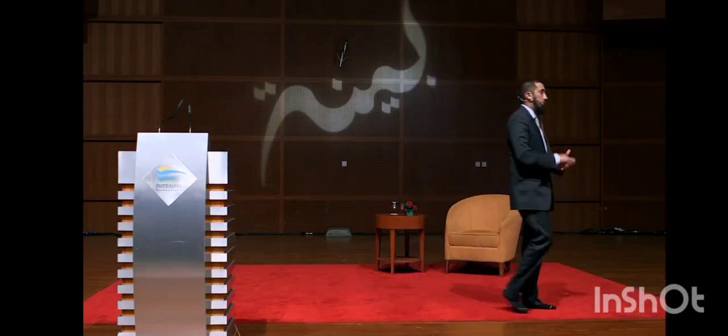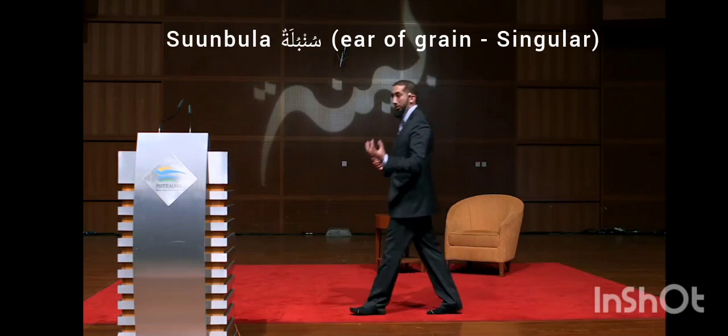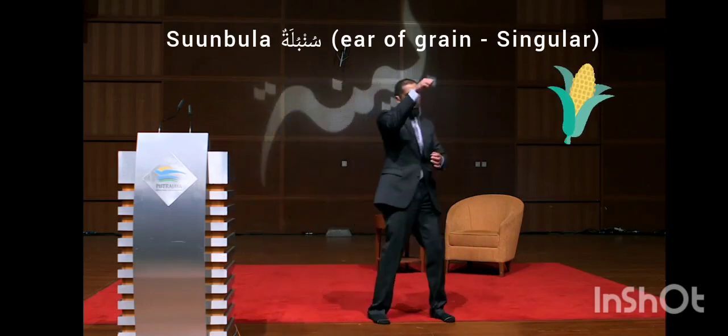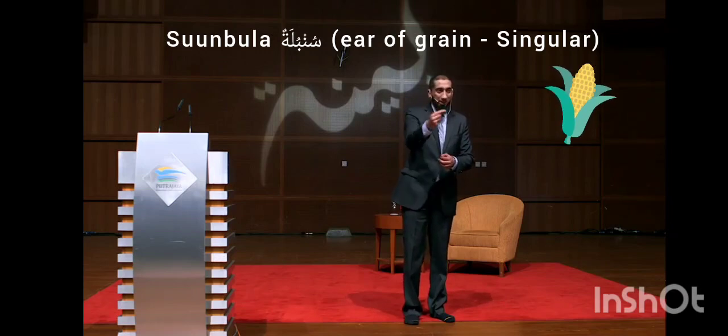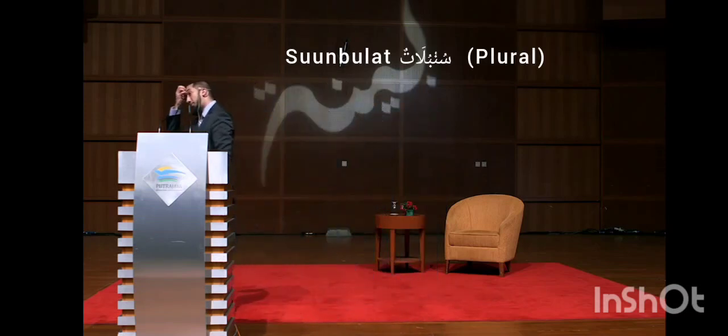Okay, this is a comparison between three words: Suunbula, Suunbulat, and Sanabil. Suunbula is an ear of grain. What that means is sometimes you have a crop like corn. You know, corn grows and it has these peels, and you peel them and there's the grain inside. Right? That ear itself that you peel, that's called a Suunbula. That's the singular version. Suunbulat is the plural. So ears of corn are Suunbulat.